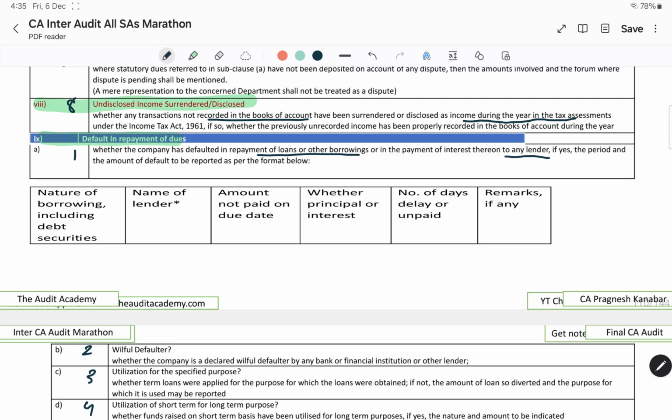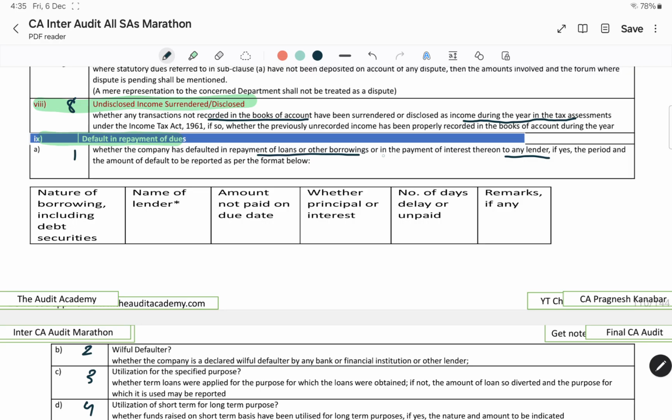See, we have to be very careful in small details because in MCQ they will ask, okay, in Caro clause 9, default in repayment of the dues, payment of interest thereon to any lender, and they will give the option as well. So we have to read very thoroughly and understand it.